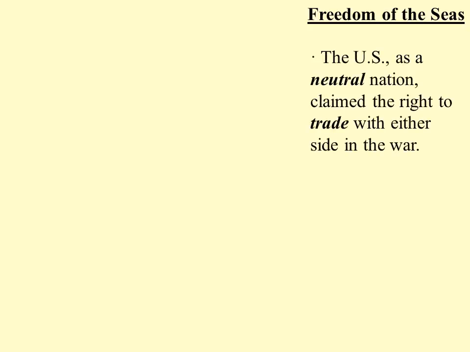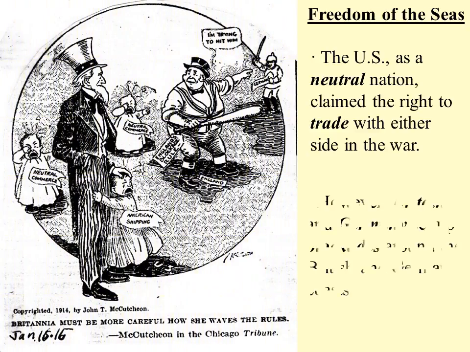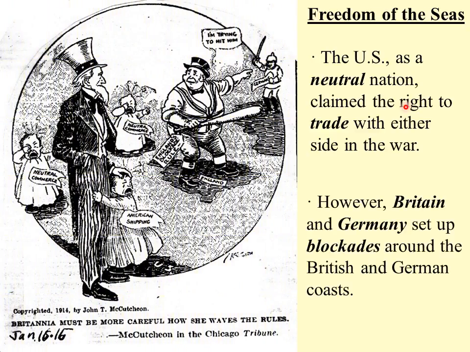Okay, this is the next box on your page, freedom of the seas. So there's a couple things you need to write. Here. The U.S. as a neutral nation claimed the right to trade with either side of the war. On a couple slides ago, we said that America was officially neutral, and so they could trade with either side. However, we also learned that they traded more with Britain and the Allied powers than with Germany and the Central powers. So, Britain and Germany are going to set up blockades around the British and German coast.